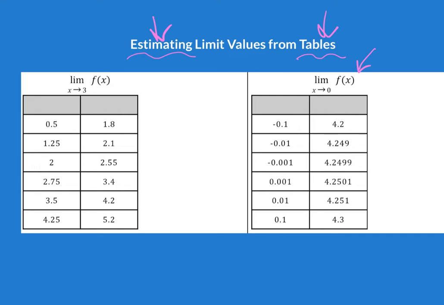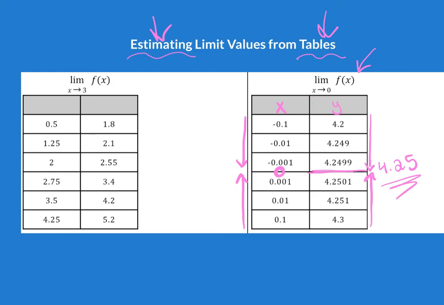So the limit as x approaches 0 of f of x. So x here, approaching 0 from the left, approaching 0 from the right. 0 is going to be right here. Okay, so now the y, approaching, well, this is pretty obvious, it's a pretty good estimate. These numbers are getting real close to each other, and it's real close to 4.25. Okay, now let's look at this one.